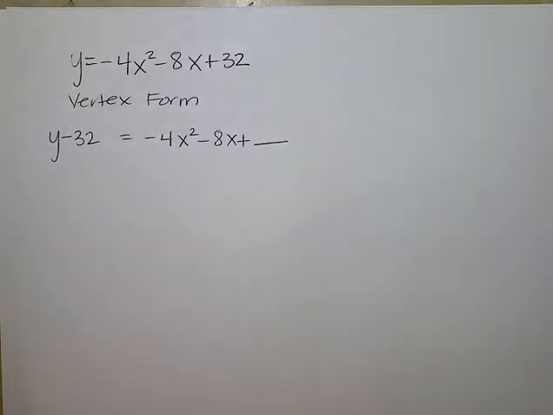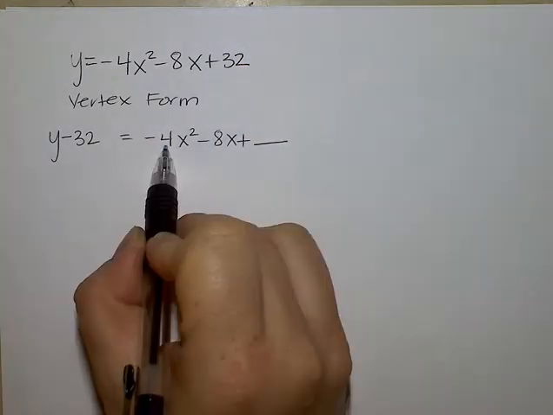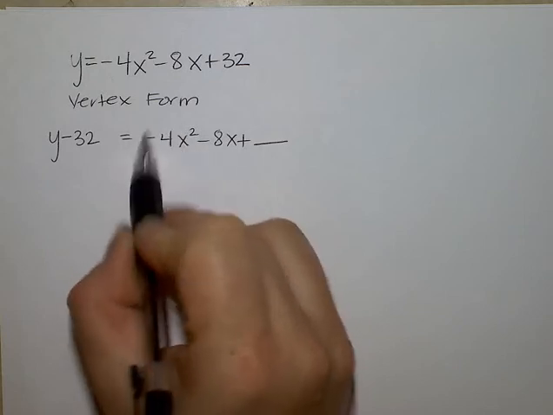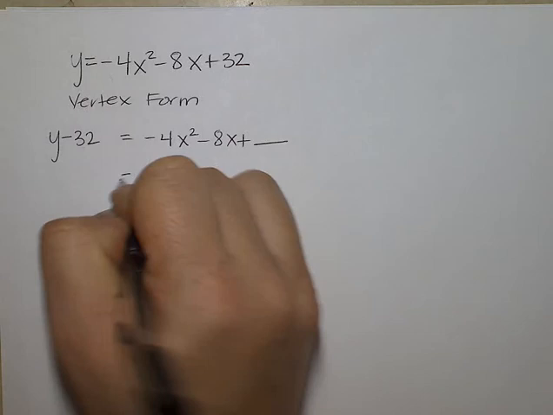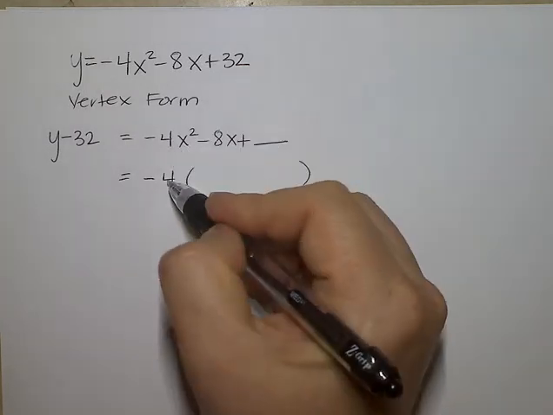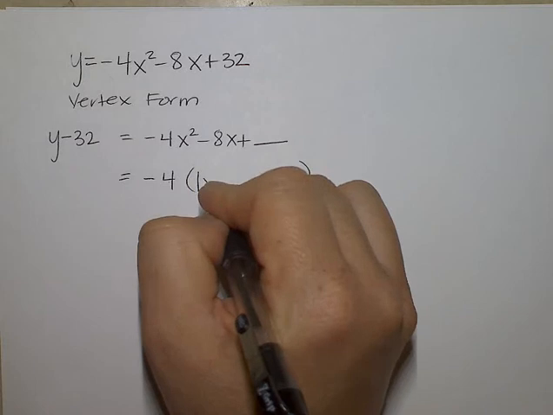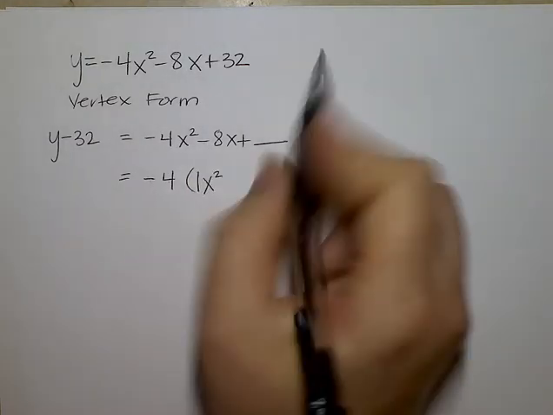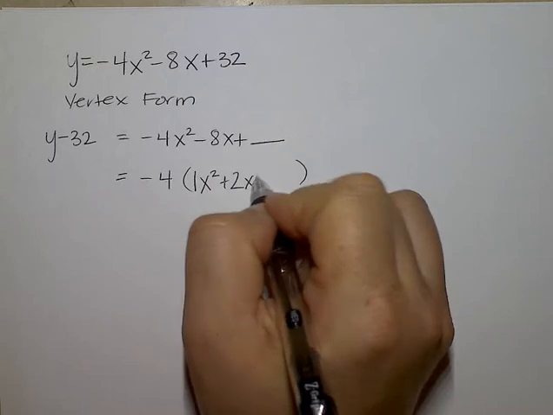The second step, because the leading coefficient is not 1, I'm going to divide or factor out a negative 4 on the right-hand side. Negative 4 divided by negative 4 is 1. Bring down the x squared. Negative 8 divided by negative 4 is 2. Bring down the x.